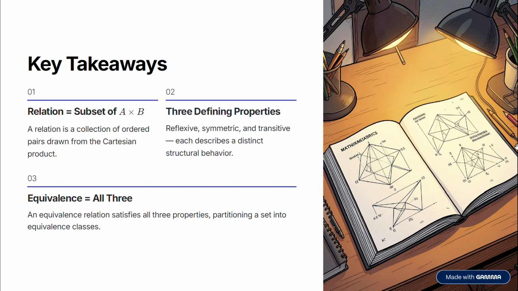Key takeaways: first, a relation is a collection of ordered pairs drawn from the Cartesian product. Second, reflexive, symmetric, and transitive each describe a distinct structural behavior. And third, an equivalence relation satisfies all three properties, partitioning a set into equivalence classes.